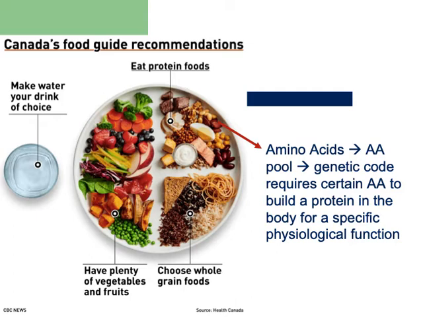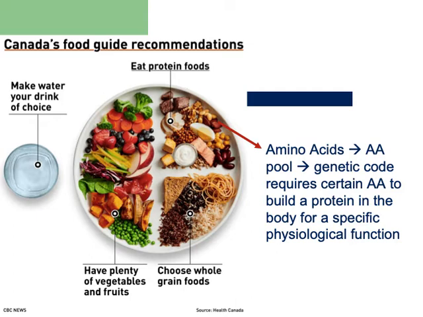So half of your plate should be vegetables and fruit. A quarter of it is some sort of protein source, and a quarter of it is a whole grain food. And then make water your drink of choice. So the protein area is really where we're getting our amino acids.